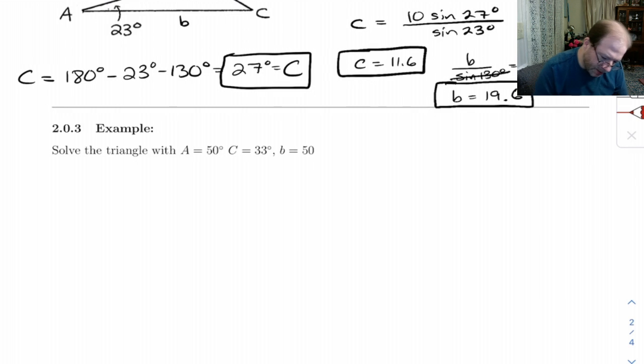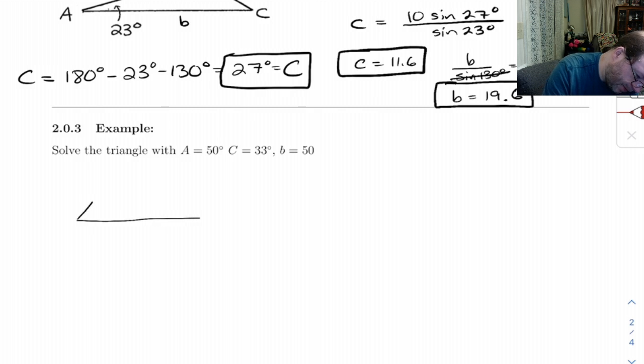All right. This next problem: solve the triangle with A is 50, C is 33, and B is 50. Which type of problem is this? Honestly, I don't know. I would have to draw the triangle and see. So here's what I'm going to do. I'm going to draw the bottom of my triangle first. Then 50 degrees, that's a little more than 45. And then 33 degrees, that's going to be maybe something like that.